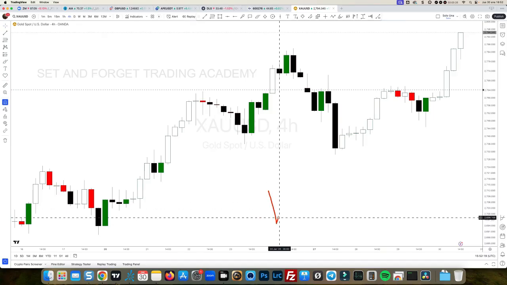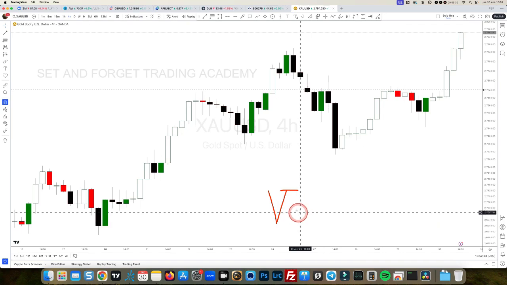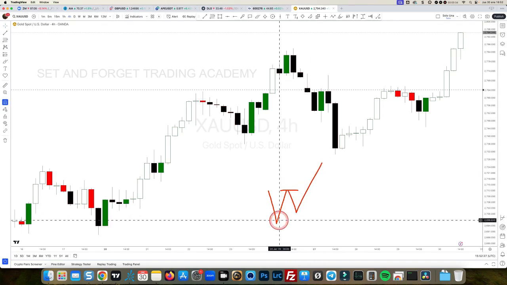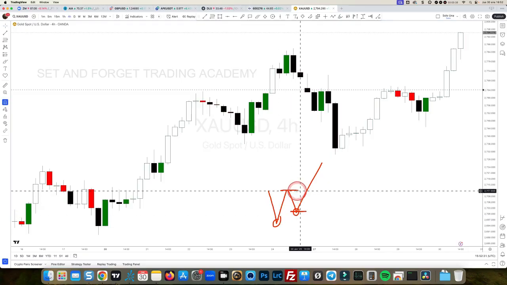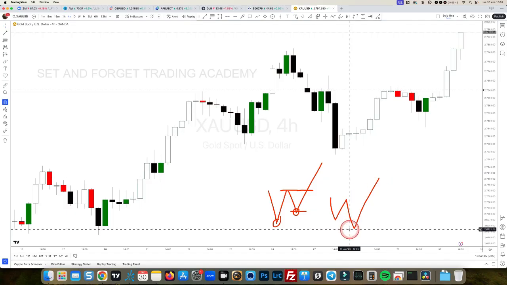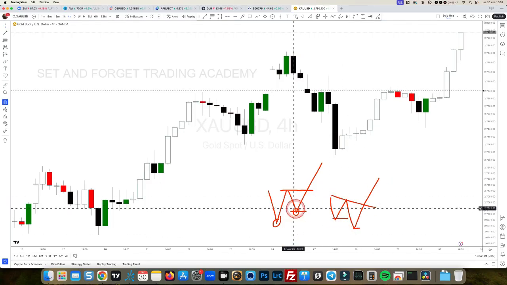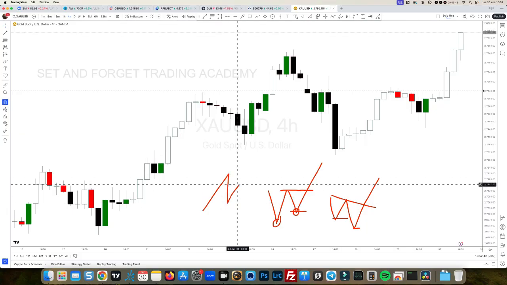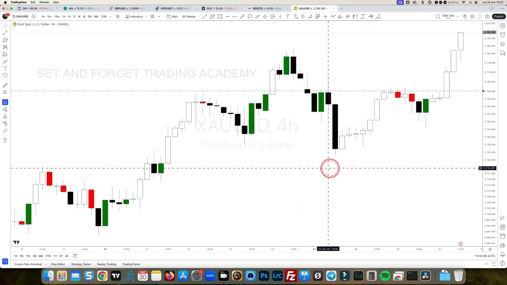So we need a V shape like this, the leg out prints this high, and then we need another V shape that prints a higher low, and prints a higher high. We don't want this, because this is a low. This would be like a bearish red line or a bullish. And the same is true for the peaks. We need this. So once we have that, we can connect the trend line.